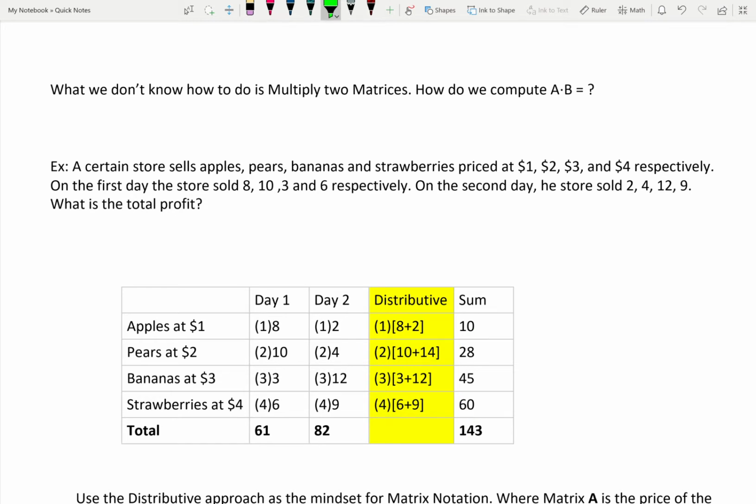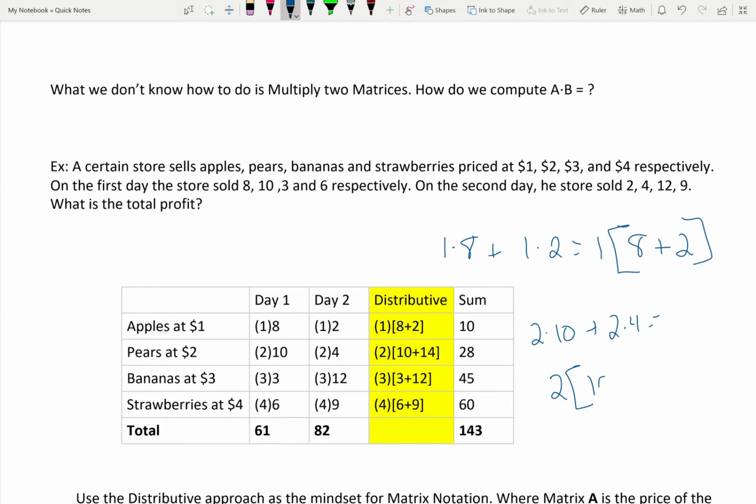But the thing about this is I want you to think about this yellow column that I kind of ignored at first. Using the distributive property, notice how 1 times 8 plus 1 times 2, I can rewrite as 1 times 8 plus 2, right? I could factor out that 1. Same thing with the pears, like 2 times 10 plus 2 times 4 equals 2 times, factoring out a 2, 10 plus 4, which is 14.